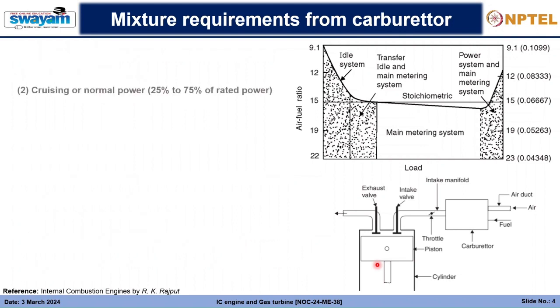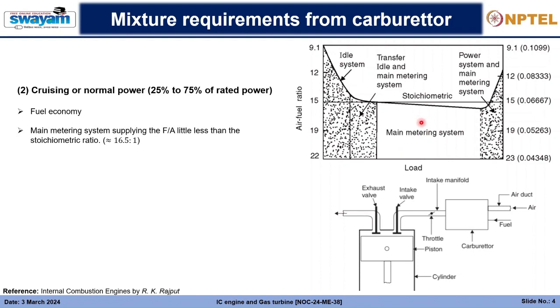Next, we concentrate on cruising or normal power, 25% to 75% of rated power. So that is this case, 25% to 75% around. So cruising on normal power. And during this cruising on normal power, our main intention is to have fuel economy, and we need to save the fuel, right?